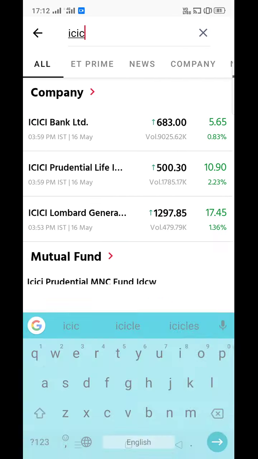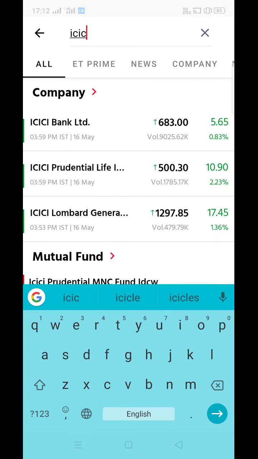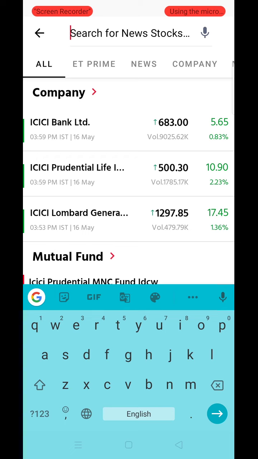PE ratio means price to earnings. It means whatever the quarterly result, whatever the profit was last quarter or the quarter before, divided into the market cap. So market cap divided by the profit would be your PE ratio, something like that.